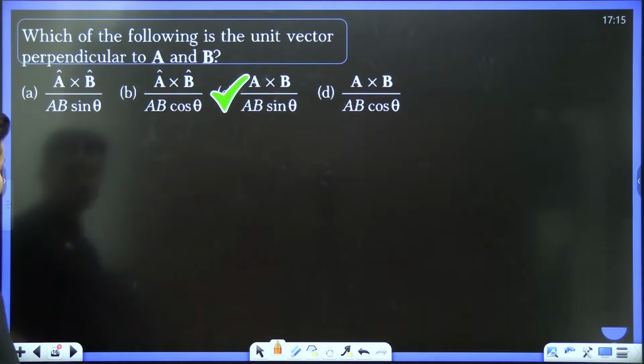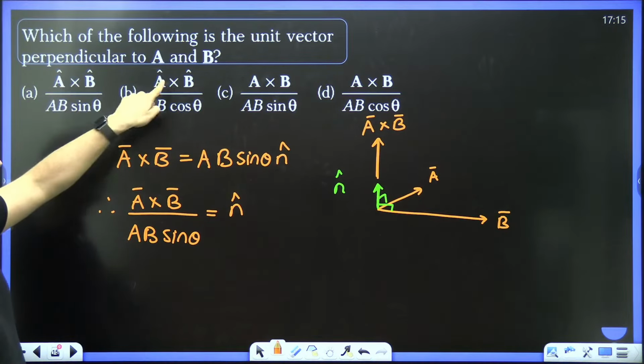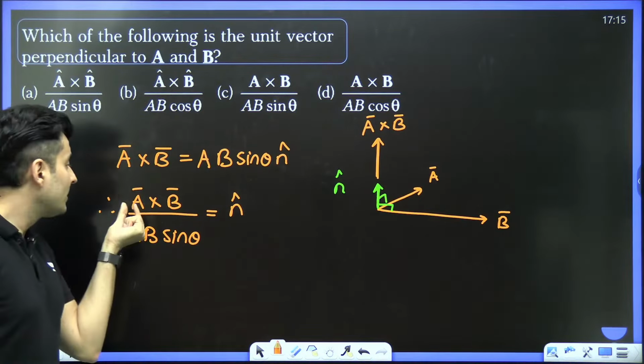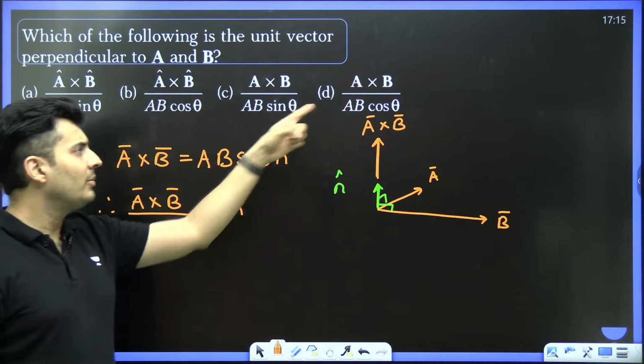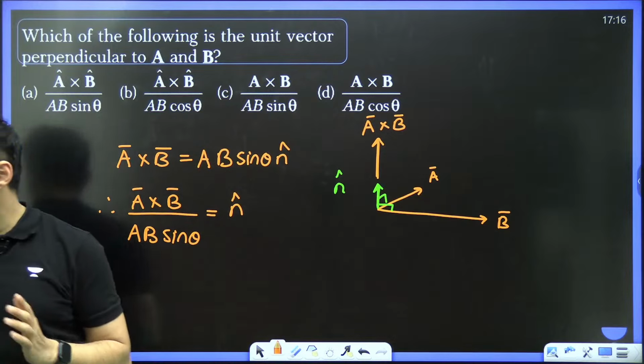None of the other options are correct. Even this is not correct because there is a unit vector on the top. This is also unit vector on the top. No, this is complete vector, A and B. This is cos, so that's why it is not correct. I hope that is making sense.